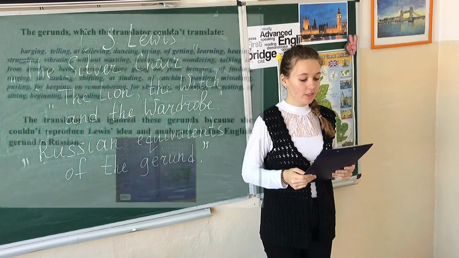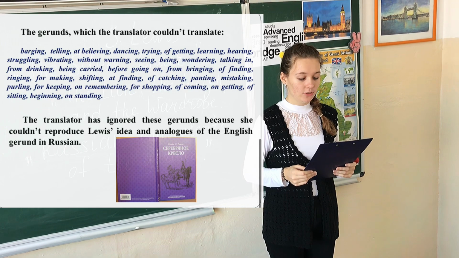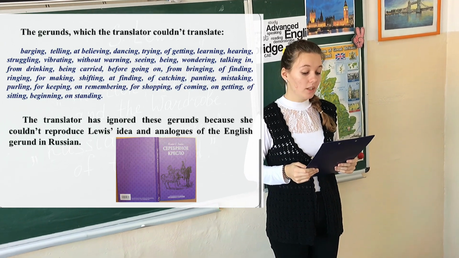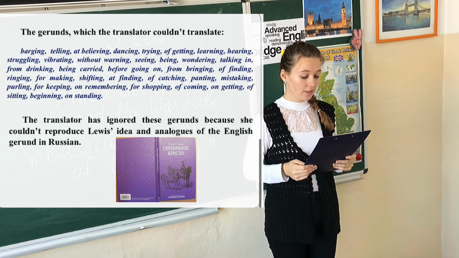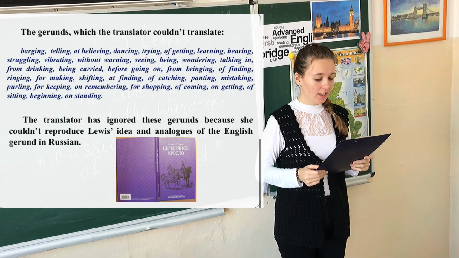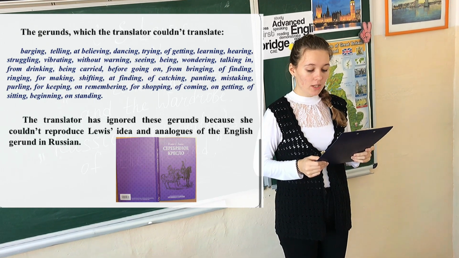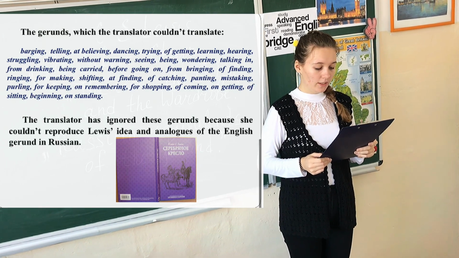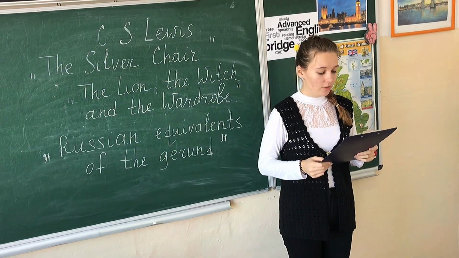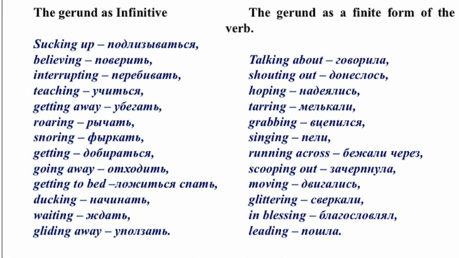The gerunds which the translator couldn't translate: telling, dancing, train, of getting, learning, seeing, being, taking in, from dreaming, and etc. The translator has ignored these gerunds because she couldn't reproduce Lewis' idea and analogies of the English gerund in Russian. The gerund as infinitive: believing, поверить, teaching, учиться, getting away, убегать.